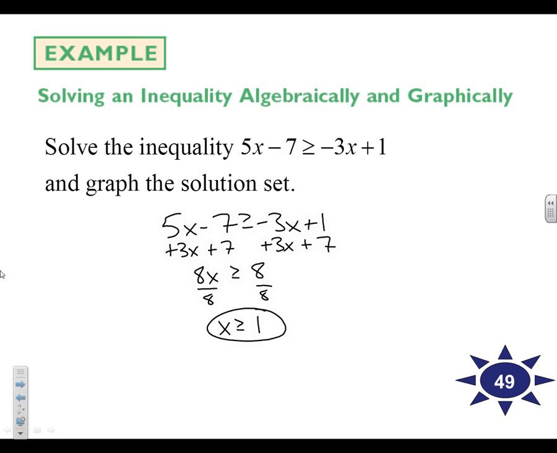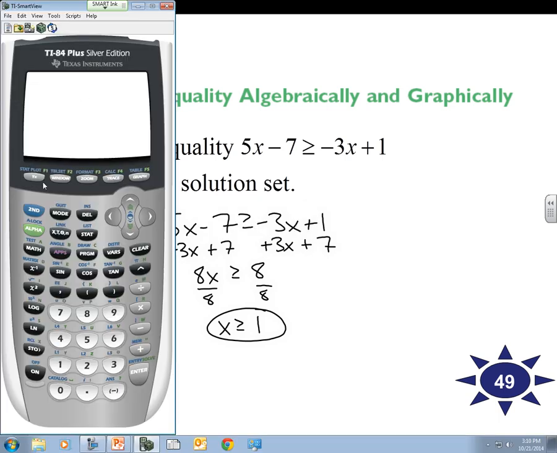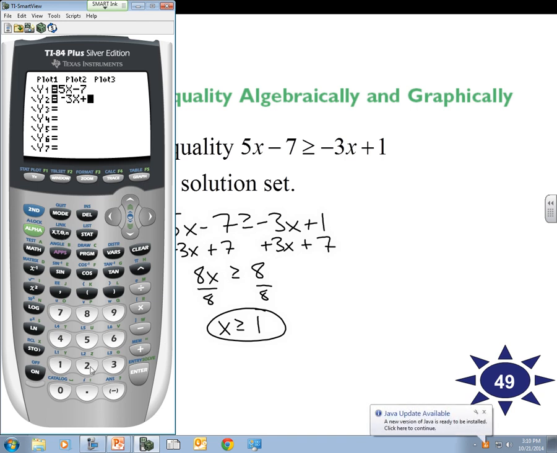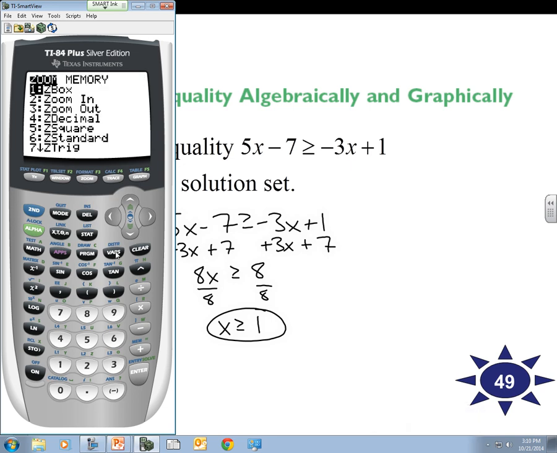Okay, let's check how we would do this graphically. Pull up the graphing calculator. Y equals, clear this off. All right, 5x minus 7 goes in for my y1. Negative 3x plus 1 goes in for the y2. I'm going to graph these. And clearly I don't have a very good zoom set up here, so let me change that to our zoom standard. Okay, so there's y1, going up is the 5x minus 7. Coming down is the negative 3x plus 1.